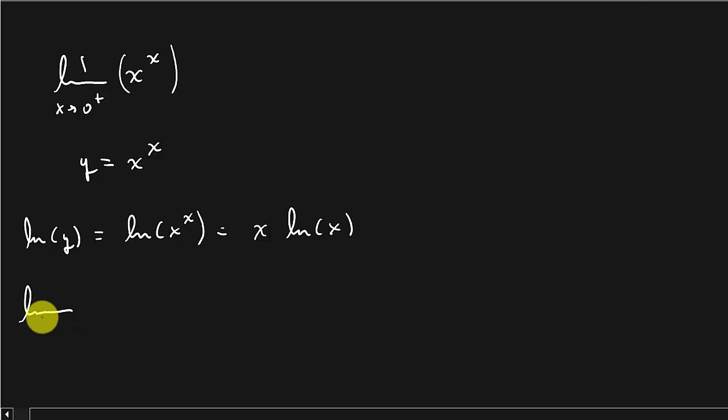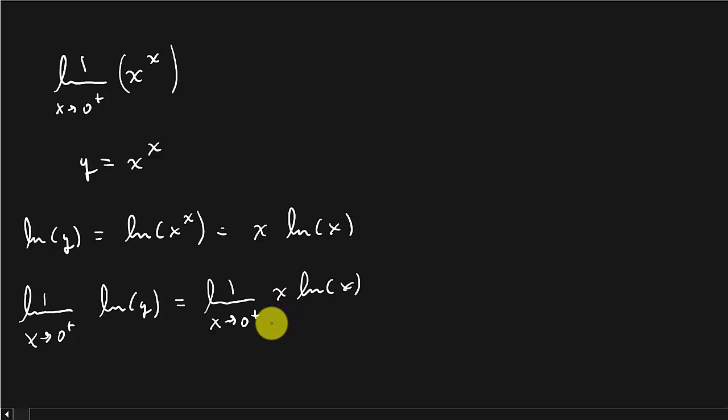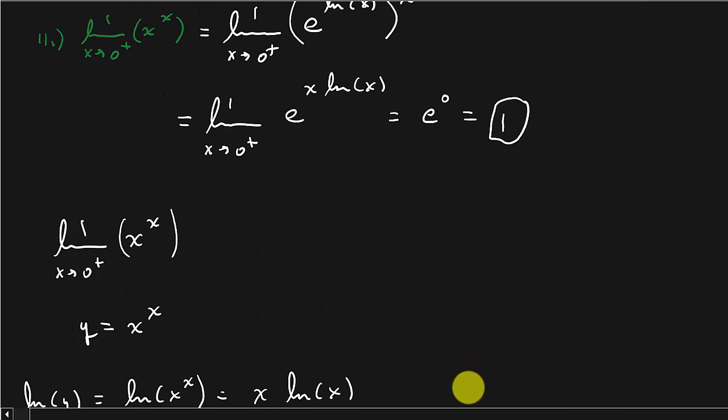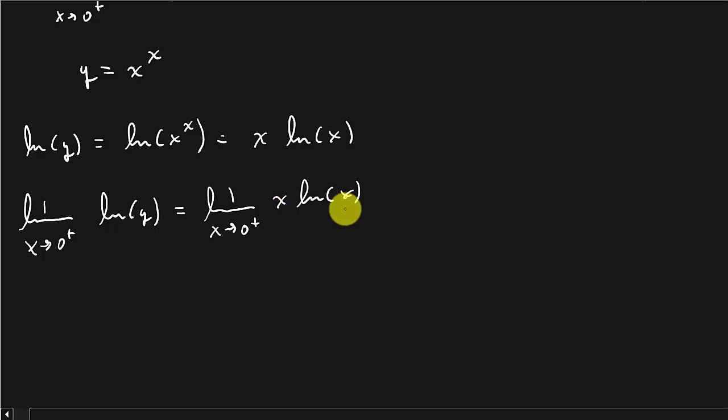And so now I'm going to take the limit as x goes to 0 from the right of natural log y, which is equal to the limit as x goes to 0 from the right of x natural log x. And look, that's exactly problem 6. We'd be taking the limit of this, and we know that's 0. Let's not work problem 6 again, but that's 0.